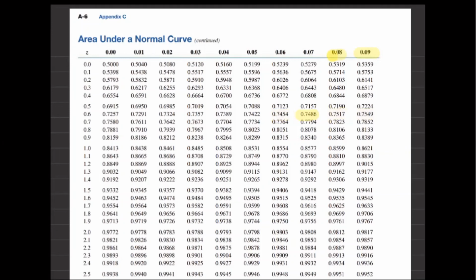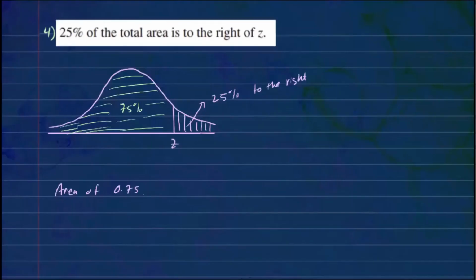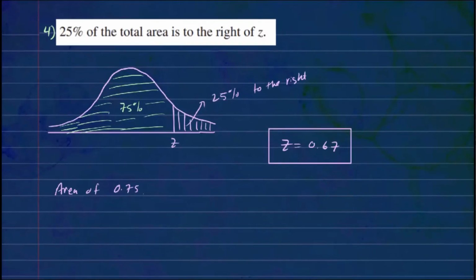That's pretty good. So that will be the area for z-score 0.67. So the z is going to be 0.67. That's the z-score that corresponds to 75% area to the left, or 25% to the right.